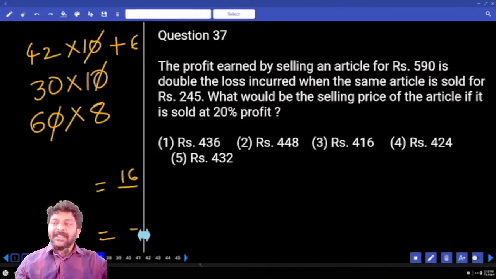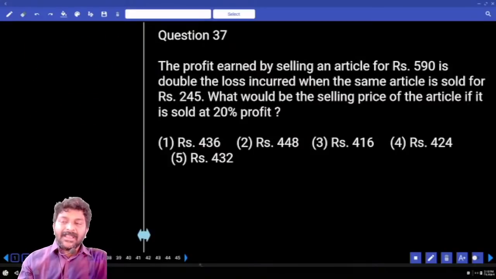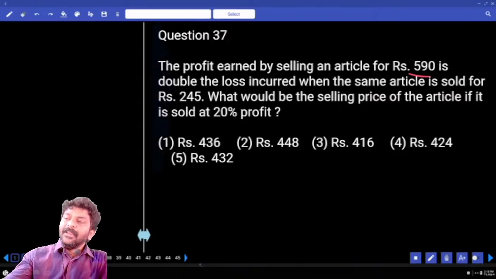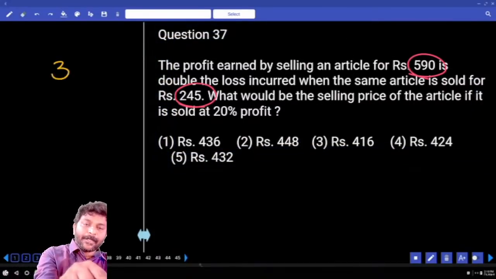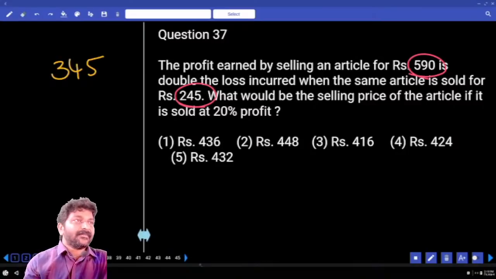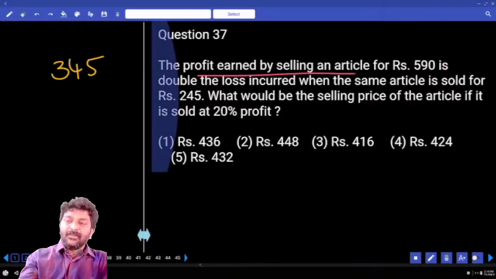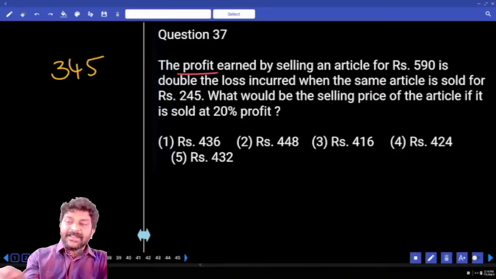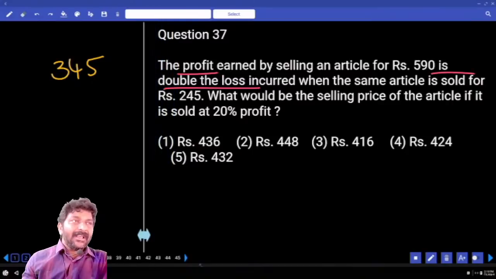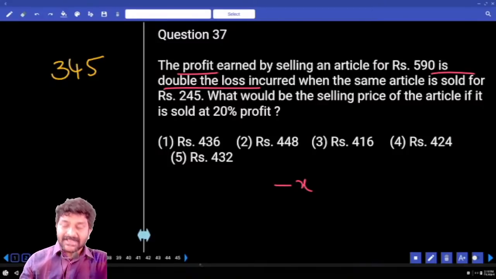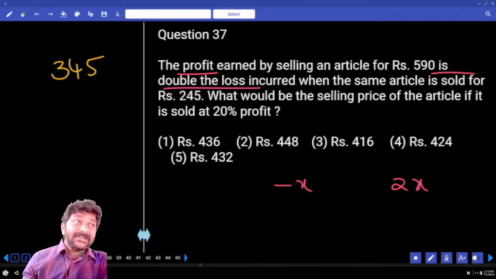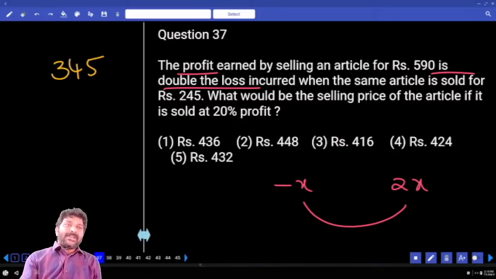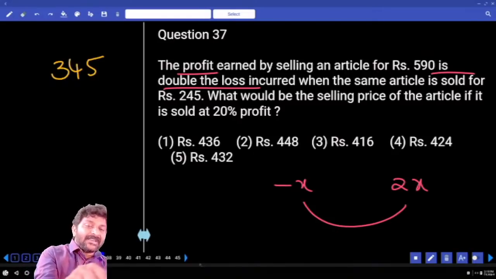The profit earned by selling an article for 590 is double the loss incurred when the same article is sold for 245. So I would like to calculate the difference here. 590 and 245. What is the difference? Difference 345. In the first case, what is made? Profit. In the second case, but it is mentioned that profit is double the loss. If loss was minus x, symbolic representation minus, profit is double, that is 2x. What is the difference between minus x and 2x? Difference. So 3x is equal to 345.